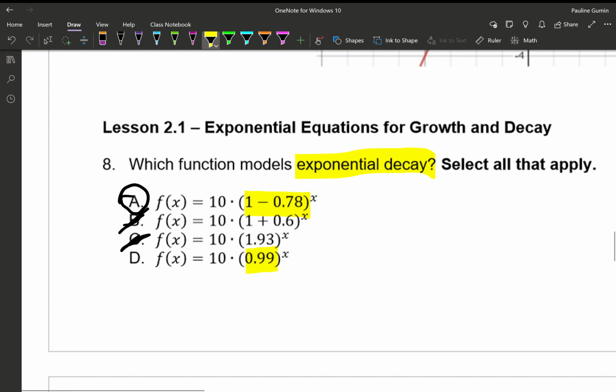That's less than 1, even though it's just a little less than 1. Letter D is also our answer.